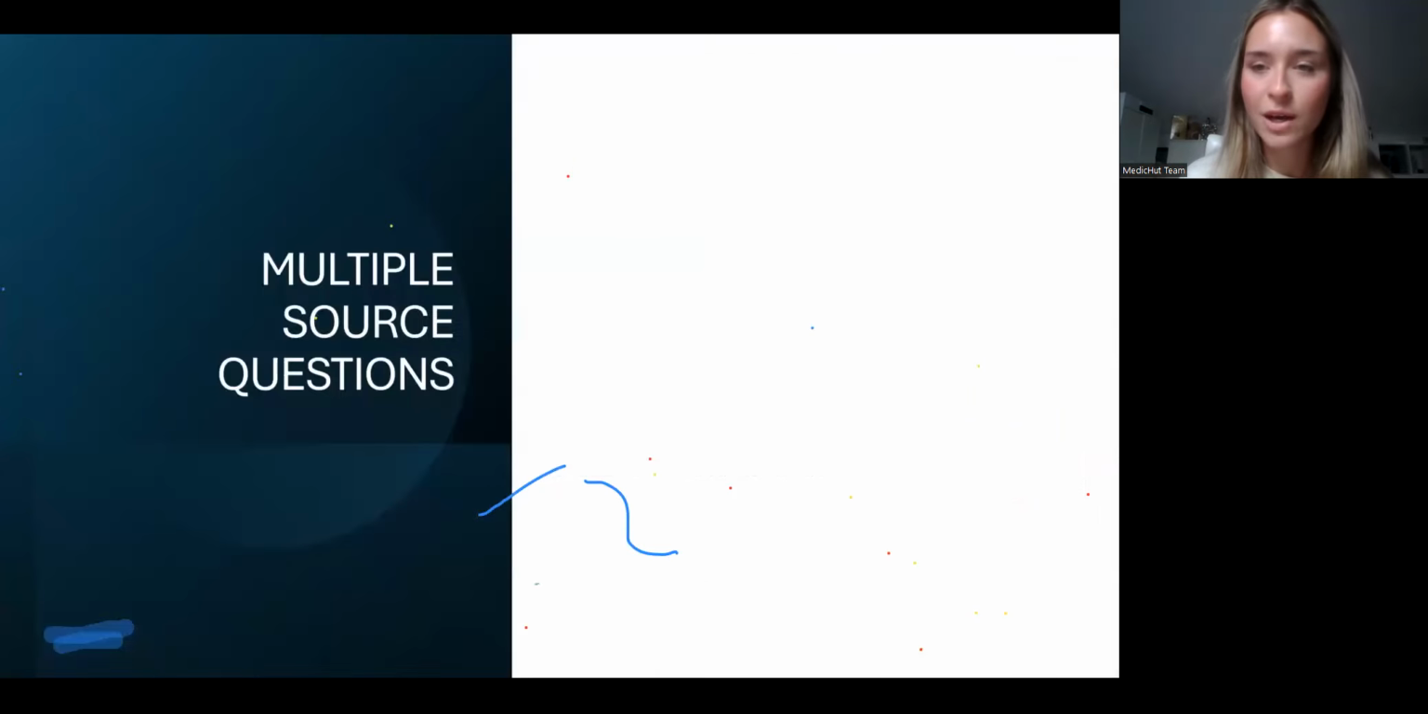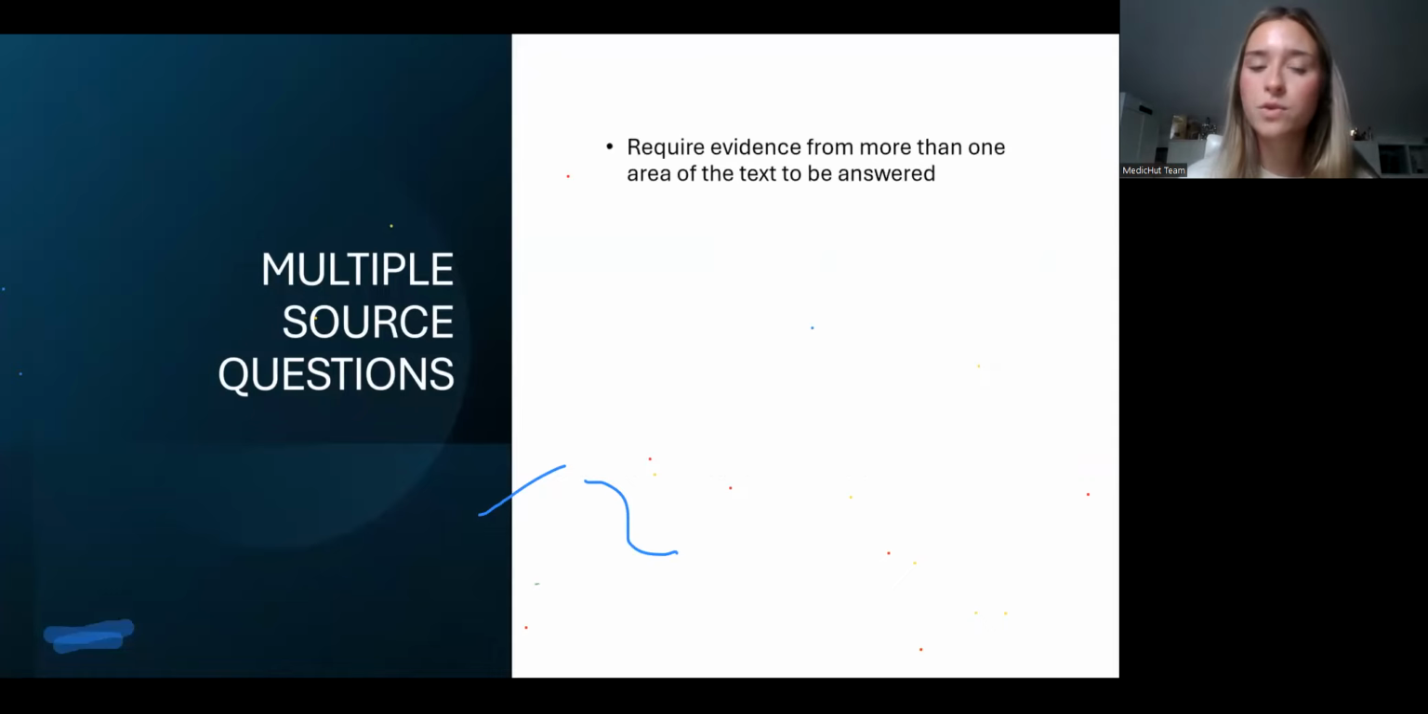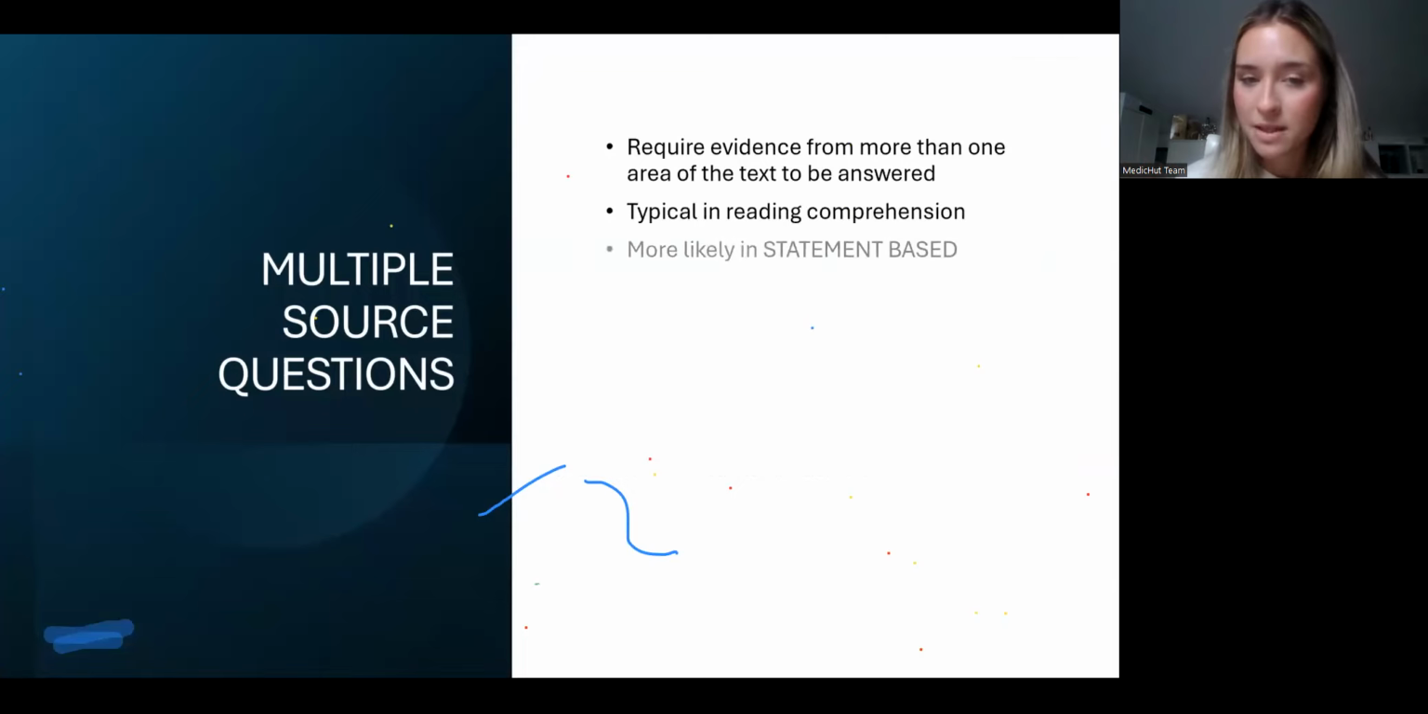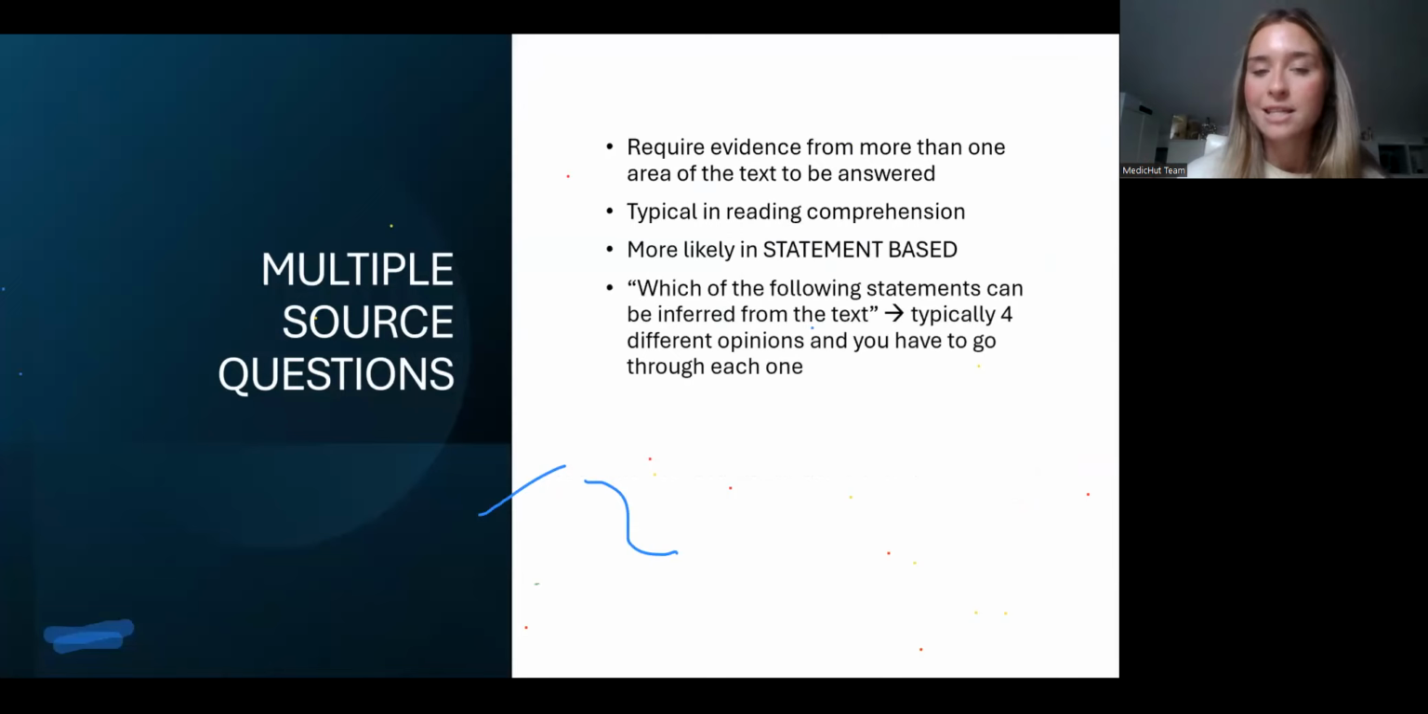Really good for everyone who had a go answering the question within the chat. I just wanted to talk briefly about some multiple source questions and what I mean by them. So essentially, multiple source questions are ones which require evidence from more than one area of the text to be answered. And these do tend to be the harder types of questions within your statement-based passages. So they're typical within statement-based questions. And this is how a question like this might be phrased.